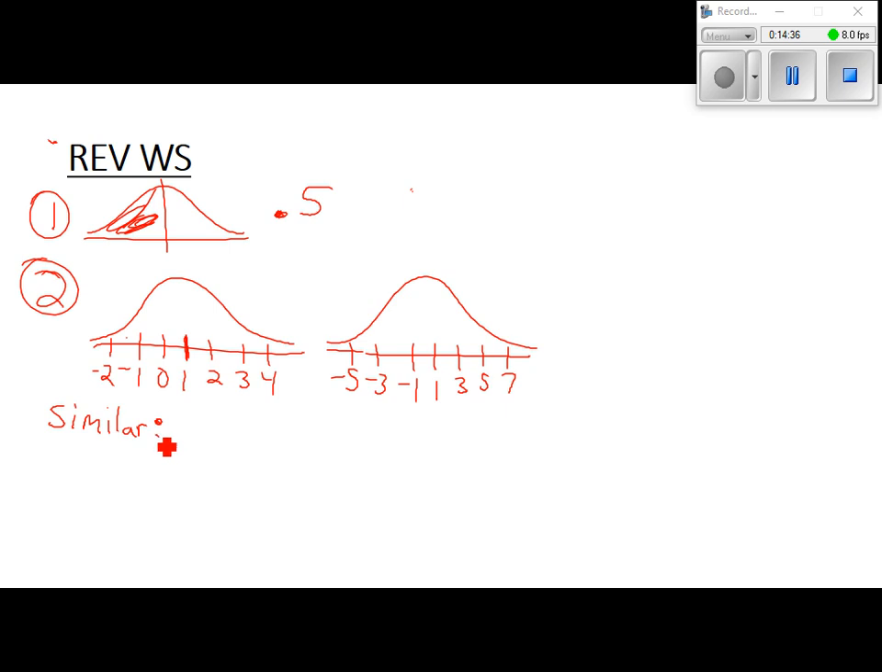How are the two similar? They have the same mean. Same mean. Give me something else. Oh, they're both normal curves. Both normal.